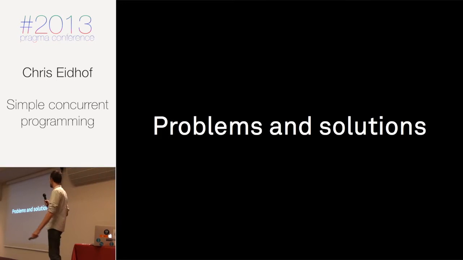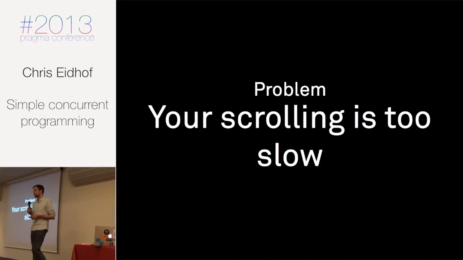Okay, so let's talk about some of the problems you might have and some of the solutions you could take. So your scrolling is too slow. And this is a very common problem. And now with the 5S, it's less of a problem because everything is really, really fast. But this is one of those things that iOS developers generally like. I think we want to be proud that we have really smooth scrolling.